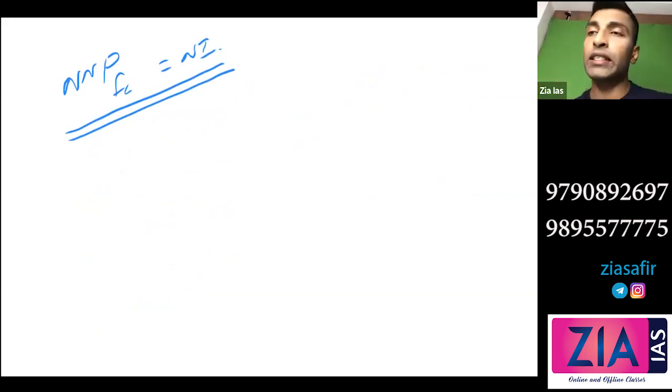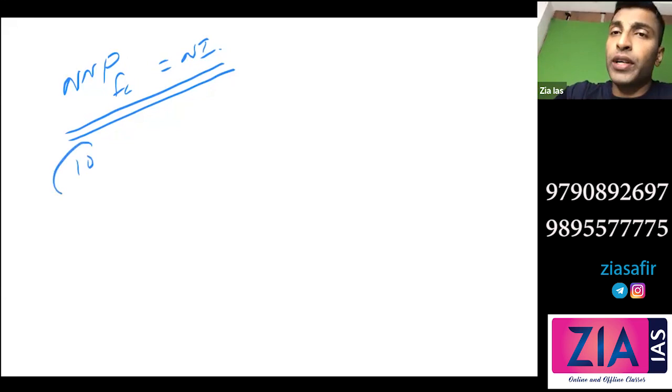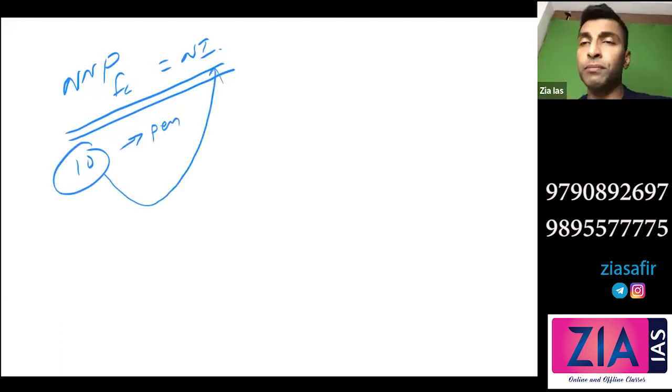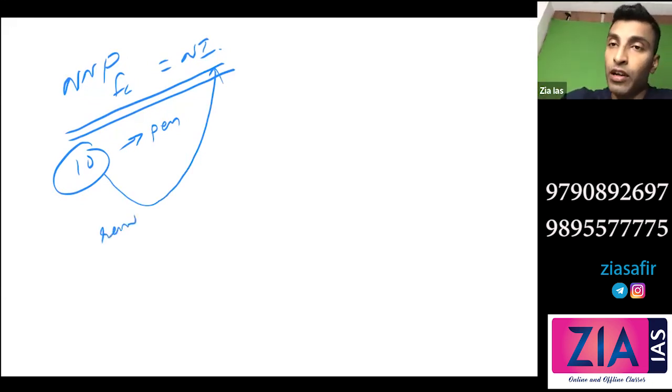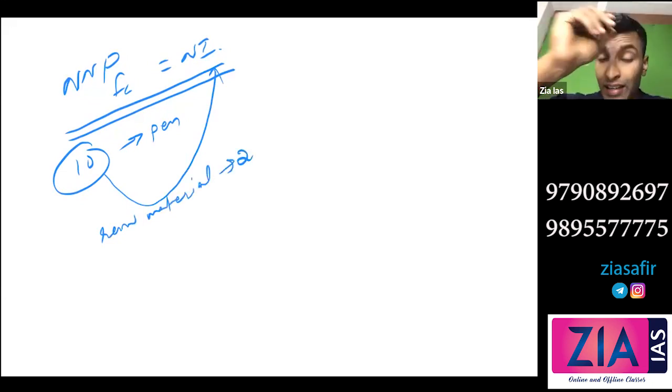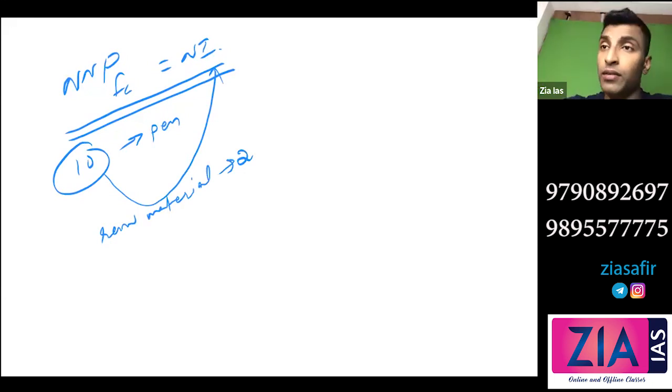For example, let's suppose I am buying this pen from the market, let's say at 10 rupees. So 10 rupees is the cost of this pen. Out of this, how will this entire 10 be added to national income? I'll make a composition here. Let's say raw materials cost 2 rupees. This is a non-factor input, right?